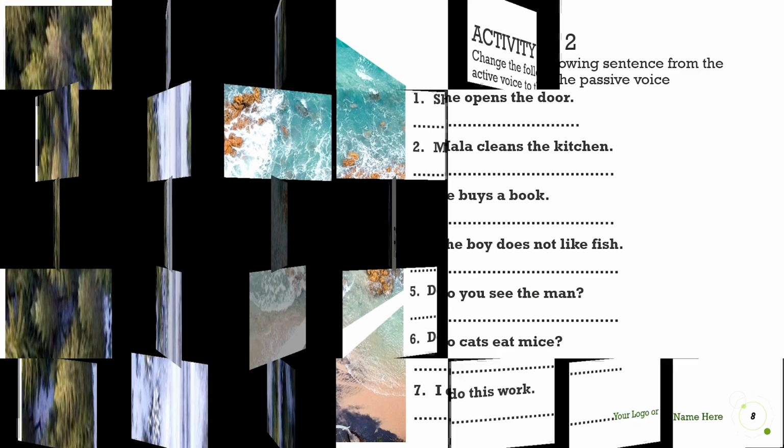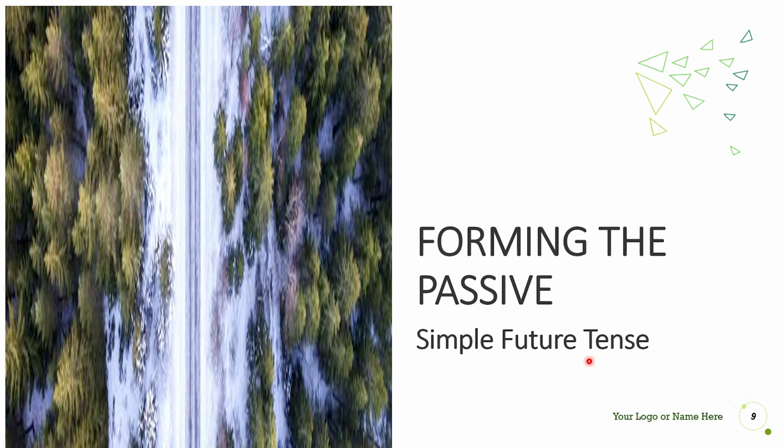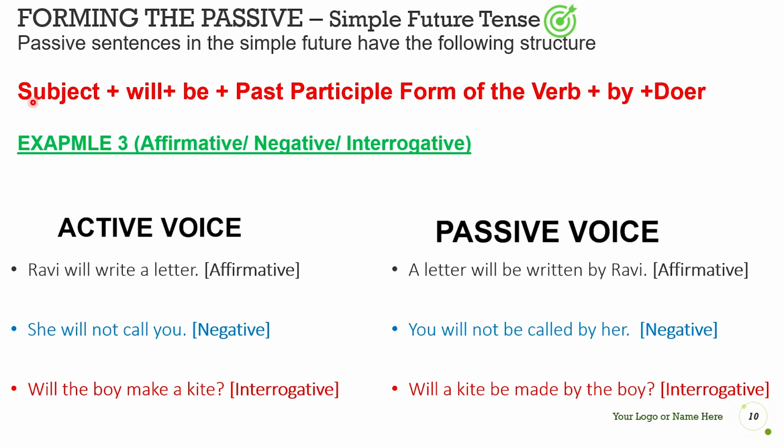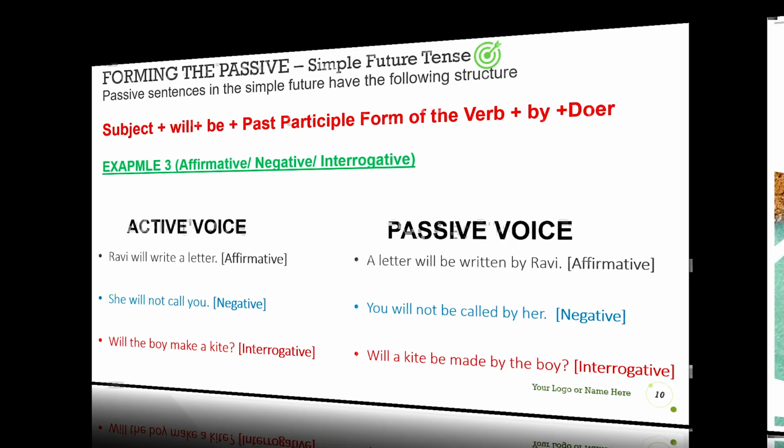Finally, I'd like to explain the simple future. Passive sentences in the simple future tense, affirmative form, have this structure. Study this passive voice sentence with the structure. You can see the passive is formed by using will be and the past participle. This is the example of the negative form of passive voice sentence. This is the example of the interrogative form of passive voice. Study the examples carefully and do the activities.